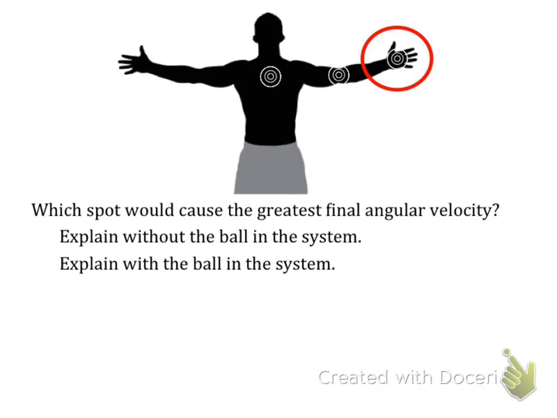So if the ball is in the system, why does this make sense? Or sorry, if the ball is not in the system, I apologize. What is the ball doing if it's not in the system? Applying an outside force, which in rotational we call torque. It's applying an outside torque. So for it to apply outside torque, it's going to be going faster over by my hand, so I'll go faster. What about if the ball is in the system?